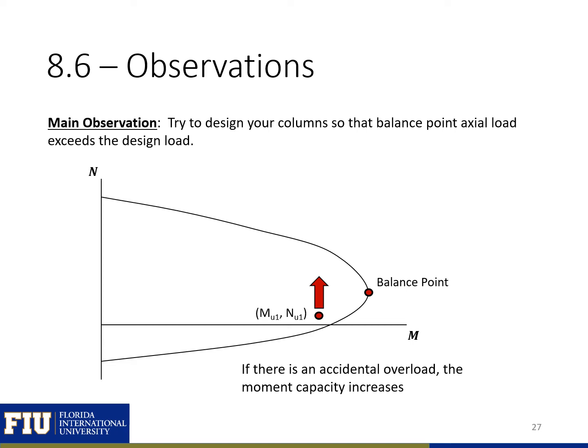So one main observation to highlight is that we want to try to design our columns so that the balance point axial load exceeds the design load. So we want our load combination here, where our NU1 in this case is below our balance point. What this does is it makes sure that if there's any kind of accidental overload, any accidental load that causes an increase in our axial load past what we designed for, moving up here is going to increase our moment capacity. So it'll just ensure that this point never crosses over our failure envelope.